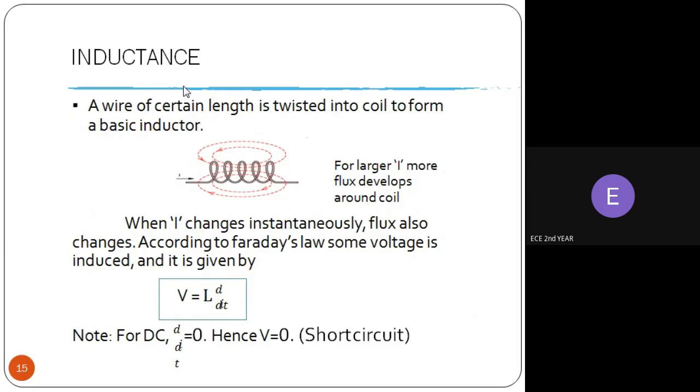Note that the coil will produce flux changes only when the current changes instantaneously. When we pass a DC current through the inductance element, di by dt is equal to 0. So the voltage across the inductance will be 0, acting as a short circuit.